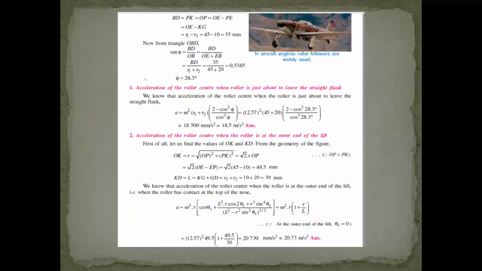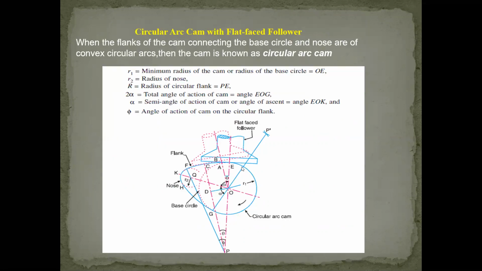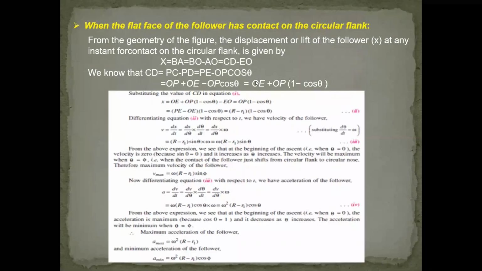For getting the CD value, CD equals PC minus PD. Each and every step you should also observe the diagram. CD equals PC minus PD, and similarly we write PE minus OP cos theta.